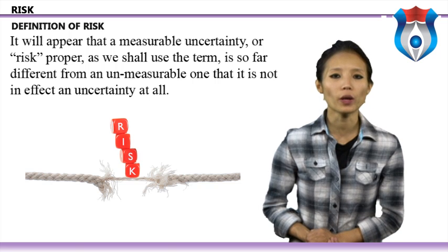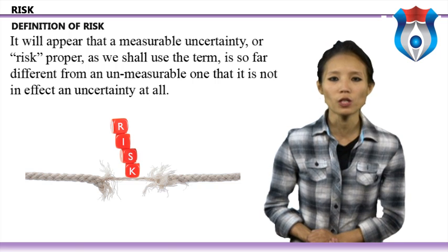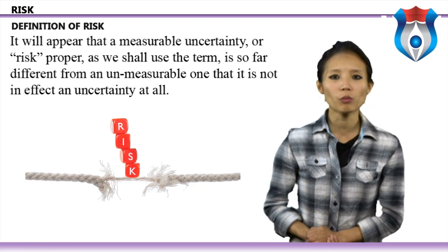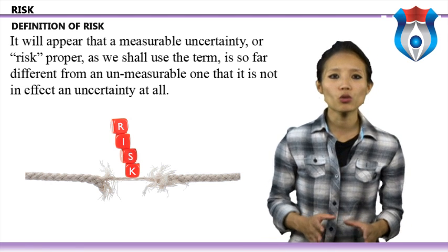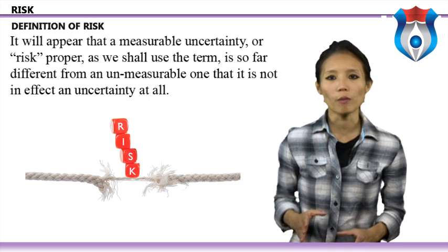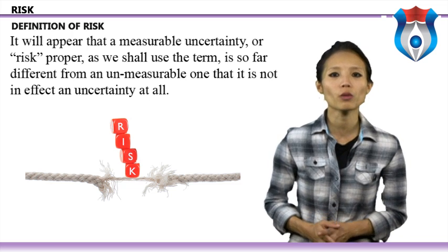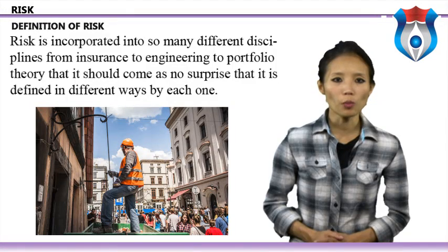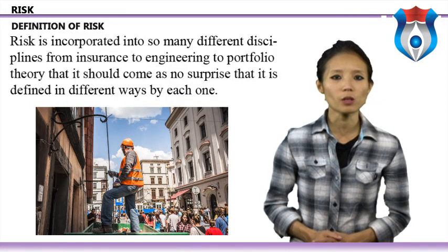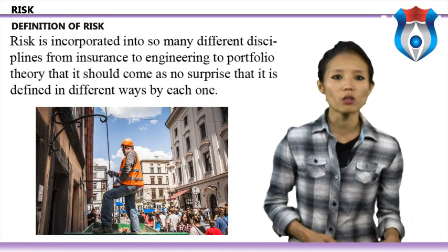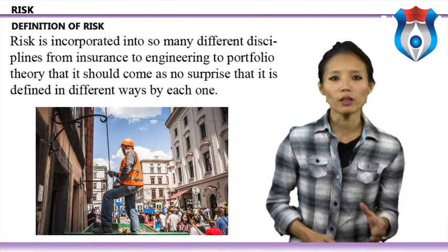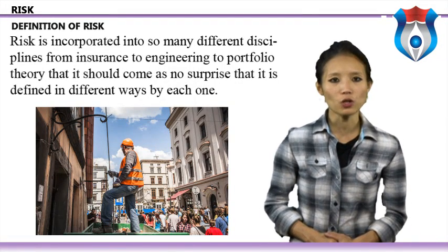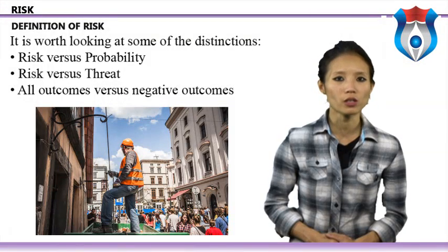The emphasis on whether uncertainty is subjective or objective seems to us misplaced. It is true that risk that is measurable is easier to insure, but we do care about all uncertainty, whether measurable or not. There are two ingredients that are needed for risk to exist. Risk is incorporated into so many different disciplines, from insurance to engineering to portfolio theory, that it should come as no surprise that it is defined in different ways by each one. It is worth looking at some of the distinctions.